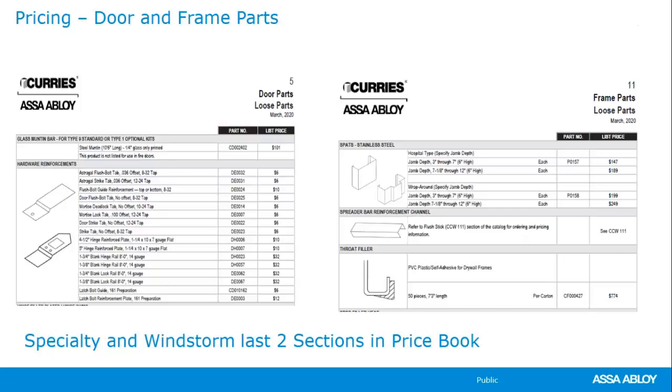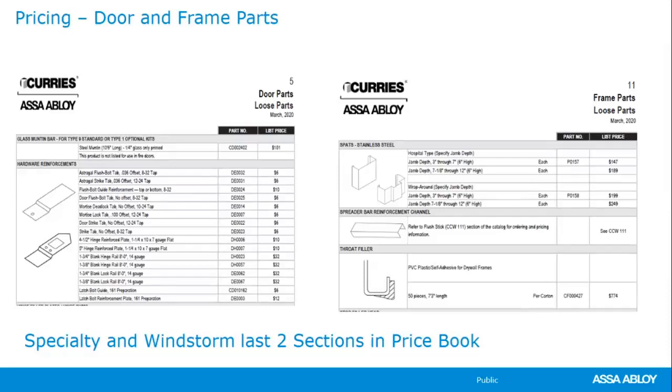And you'll see on the frame parts, you have different types of parts, whether it's stainless steel spats or spreader bars and things like that. So you'll be able to order these parts and pieces from these sections, whether it's your door parts or your frame parts. The other nice thing about it is you'll see here as an example, along with telling you the part number and the list price, it also gives you a description and a picture of that particular part.